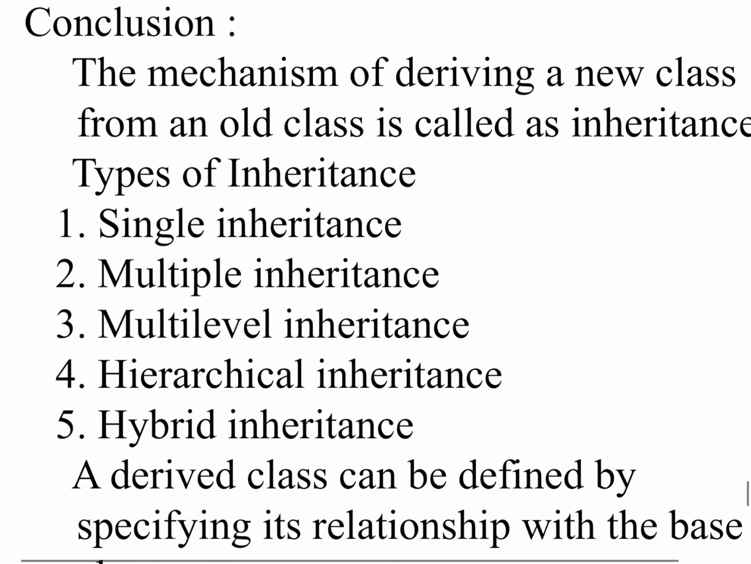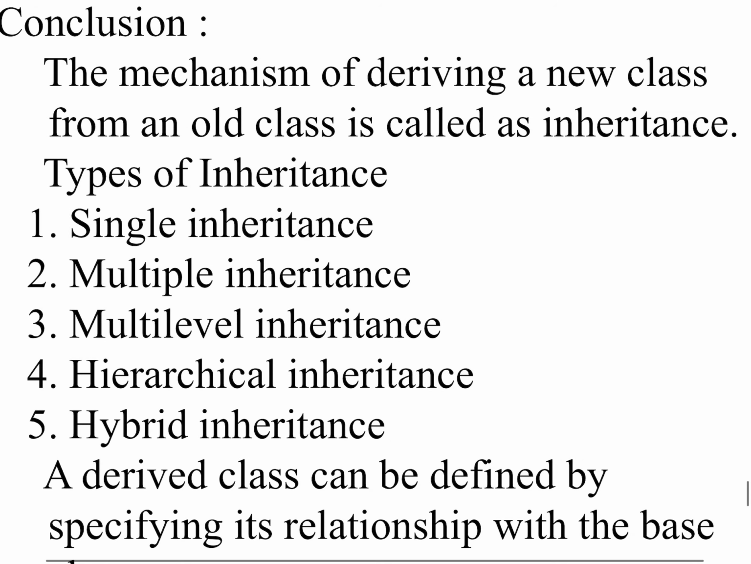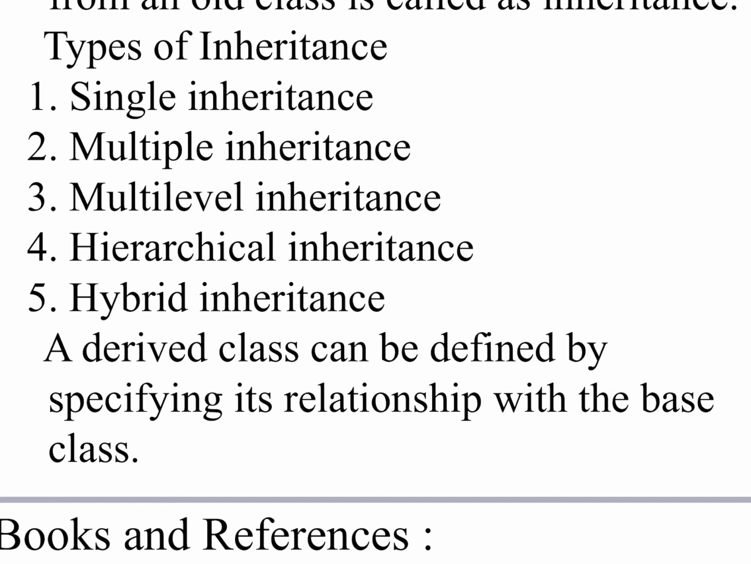So the conclusion of this lecture is that we have learned what inheritance is. The mechanism of deriving a new class from an old class is called inheritance. We have also discussed the real life example of inheritance: grandfather, father and son. We have listed out the types of inheritance: single, multiple, multi-level, hierarchical and hybrid inheritance. We have also learned the concept of derived class. I have shown the vehicle example to understand the derived class. A derived class can be defined by specifying its relationship with the base class.